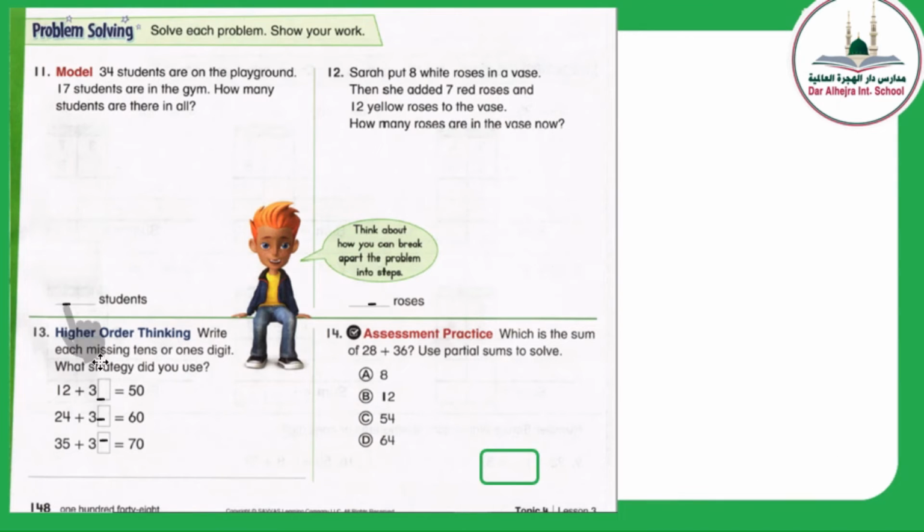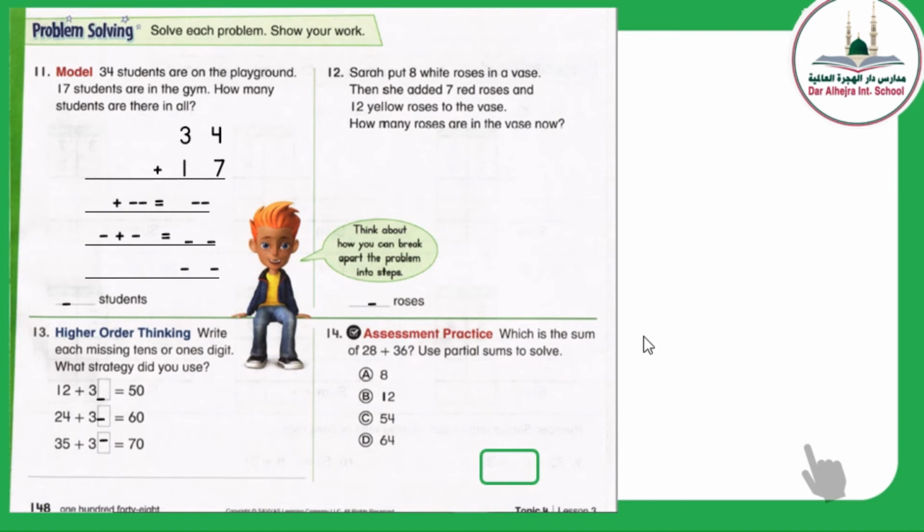Now we are on page number 148. We have got some problems here. Let's see how we can solve them one by one. 34 students are on the playground. 17 students are in the gym. How many students are there in all? We need to add 34 and 17. Let's see how we can do it using the same method we have studied in this lesson, the partial addition method. Here I have written the same thing, 34 and 17.